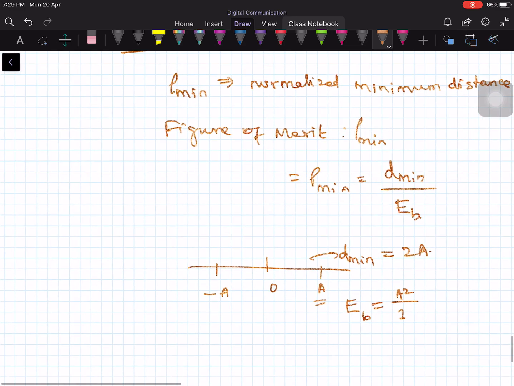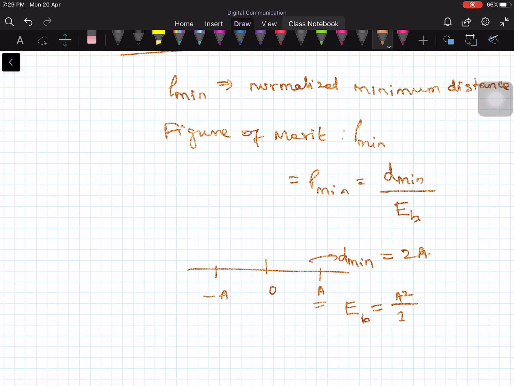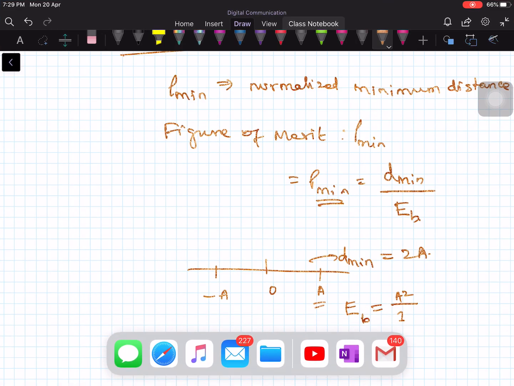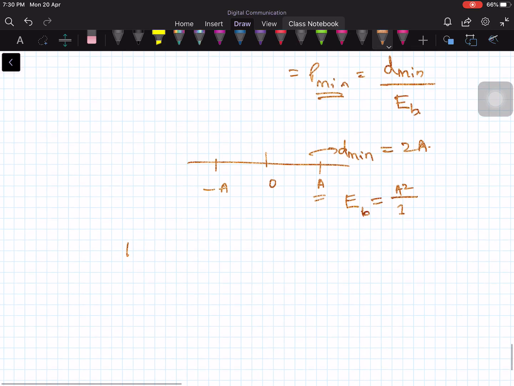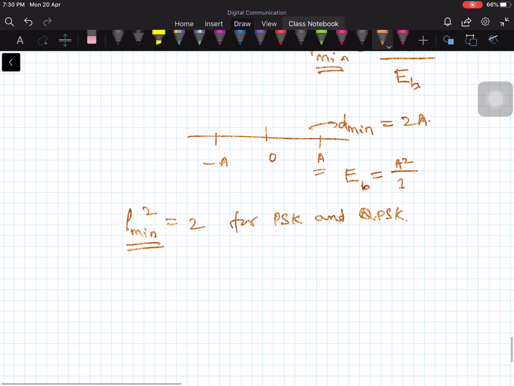I think there is some slight mistake, so let me check it out. This normalized distance, rho min square, hold on one minute, is it d min or d min square? So rho min square equals 2 for BPSK and QPSK. This you can check out. You can work on it, and you will come to know.